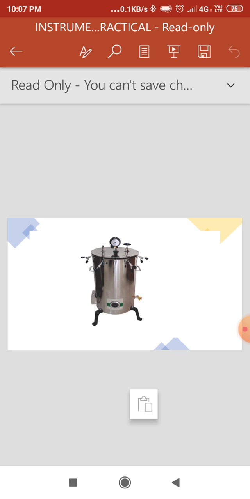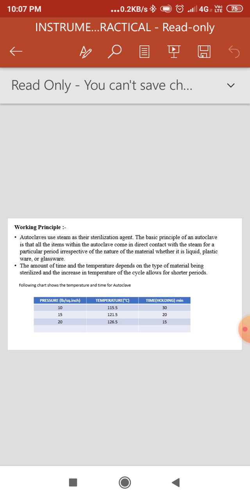As I told you in theory also, there is a pressure gauge present to check the pressure, and after that there is the air vent also. Okay, and at the bottom of the autoclave there is a heating coil, and due to that the steam is going to be generated. So steam is to be there in the autoclave.